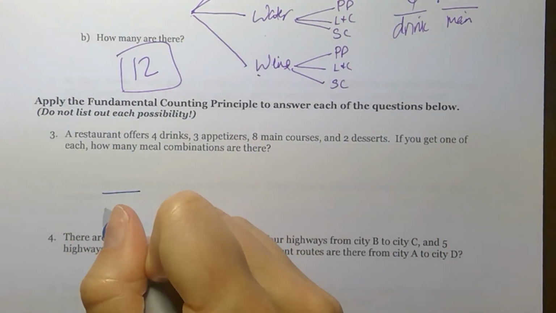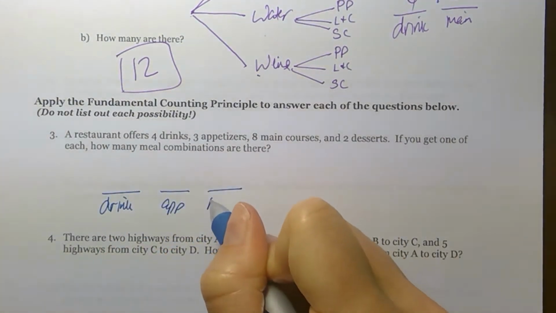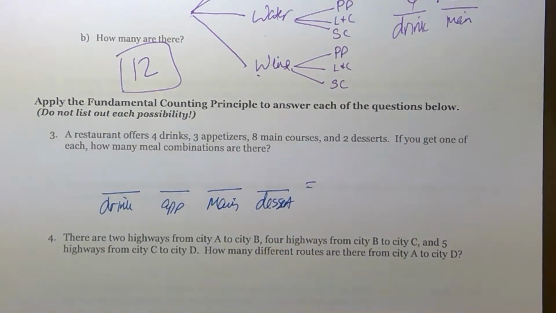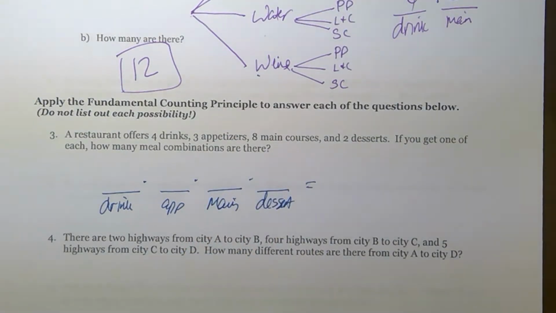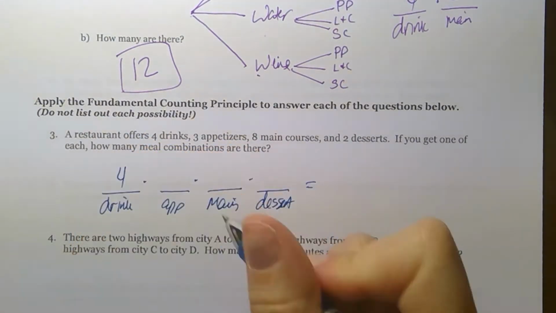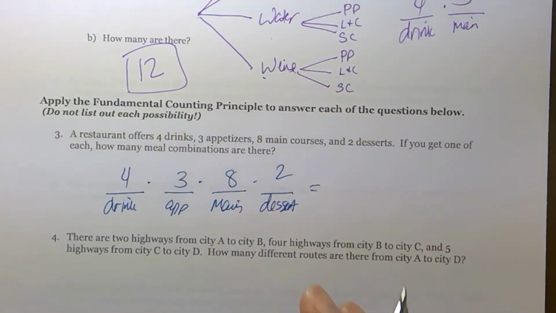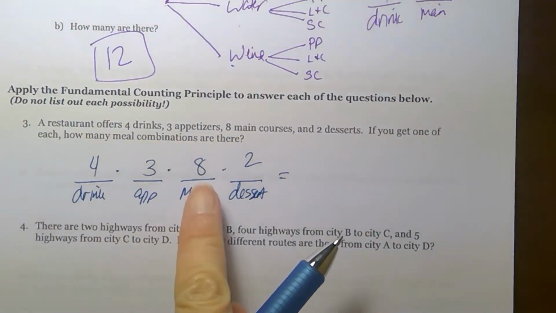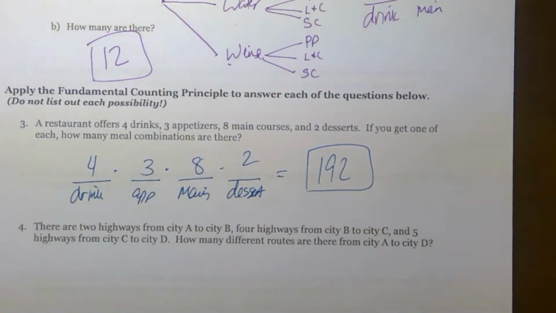Well, my meal is going to include a drink, an appetizer, a main course, and a dessert. So I have 4 different sets to choose from, and the fundamental counting principle means I'm multiplying. There are 4 drink options, 3 appetizer options, 8 main course options, and 2 dessert options. So how many different ways can I order? When I multiply all of these together, I get 192 different meal combinations that are available.